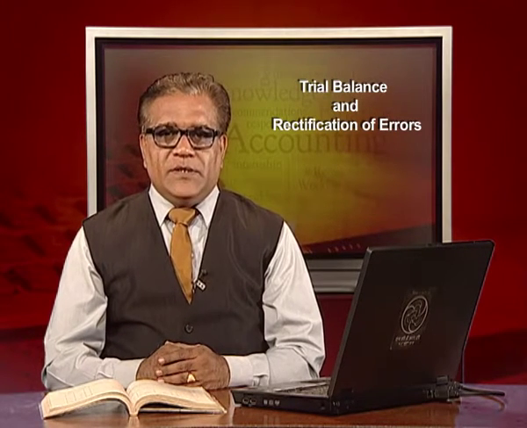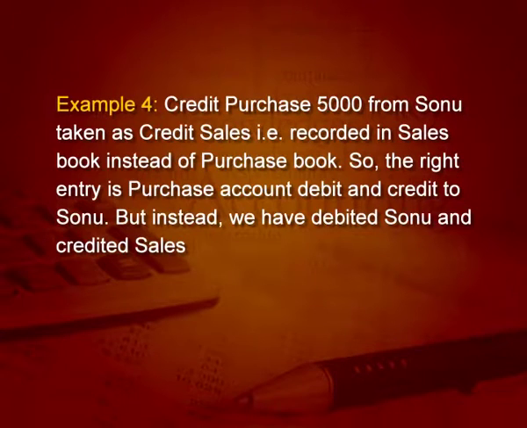Another important example in this series is credit purchase 5,000 from Sonu taken as credit sales. You have taken sales which was actually purchase. So, it means you have recorded in sales book instead of purchase book. So, the right entry is purchase account debit and Sonu account credit by 5,000. But what you have done is you have debited Sonu 5,000 and credited sales 5,000.